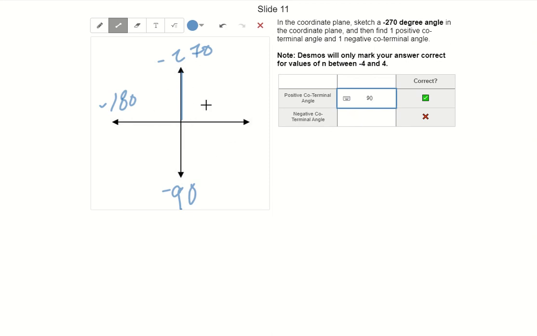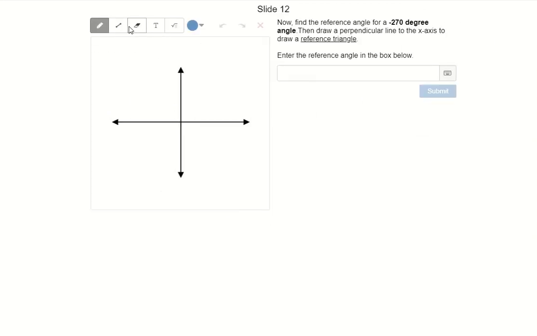A negative coterminal angle would just be to subtract another 360. Negative 270 minus 360, what does that equal? Negative 630. And then our reference angle here is also going to be pretty quick and easy. What angle does this make with the x-axis?